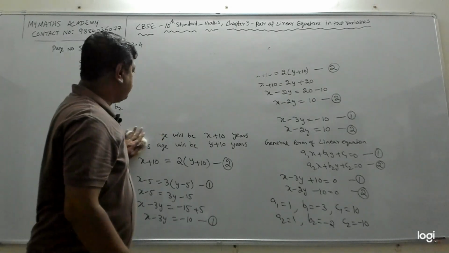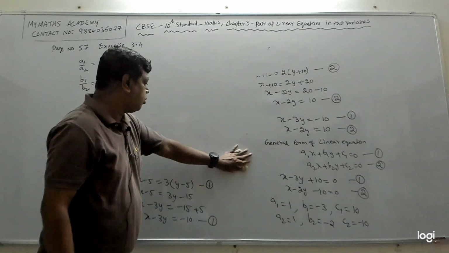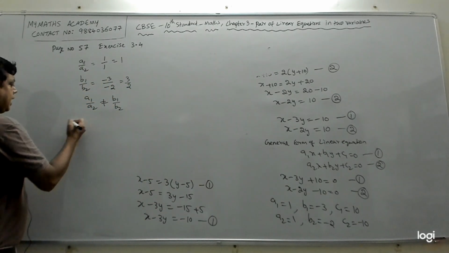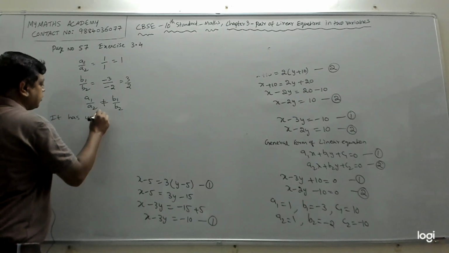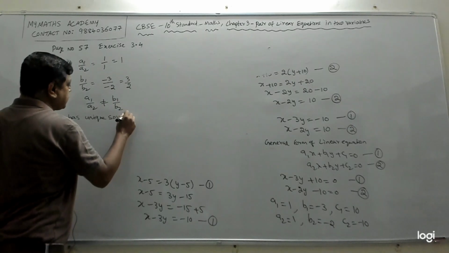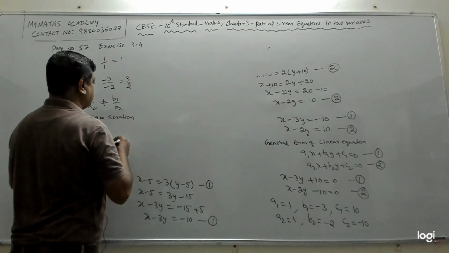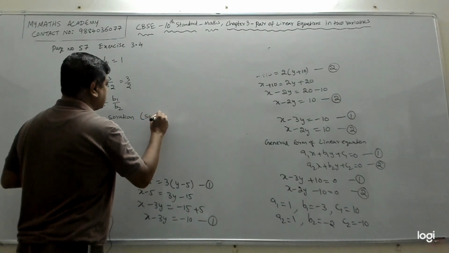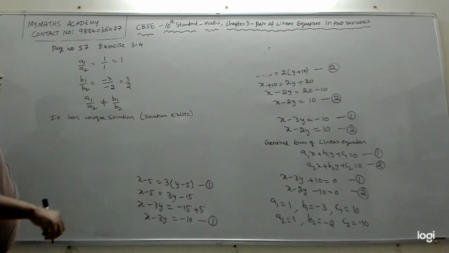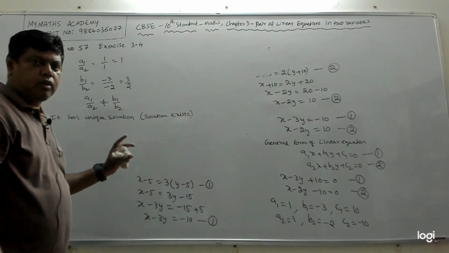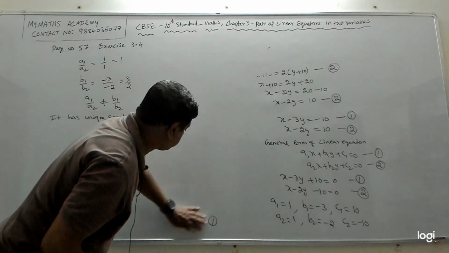When they are not equal, then if you refer to table 3.4 on page number 46 in your textbook, as per the table, it has a unique solution. Unique solution, which means the solution exists. Or you can say in the bracket, solution exists. Right? It has a unique solution, and the solution exists. Now we should find that. We should find the solution, which means we should solve them.